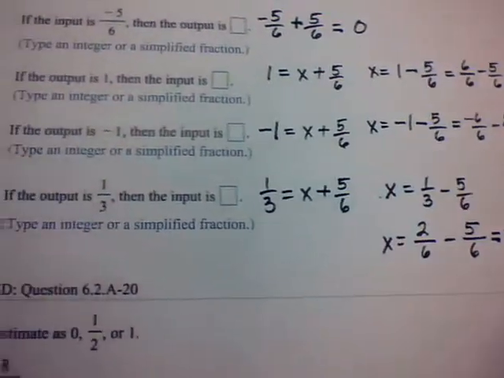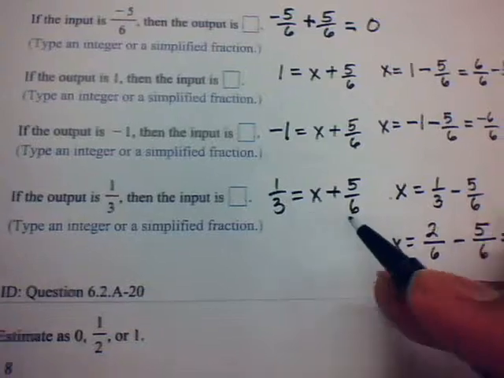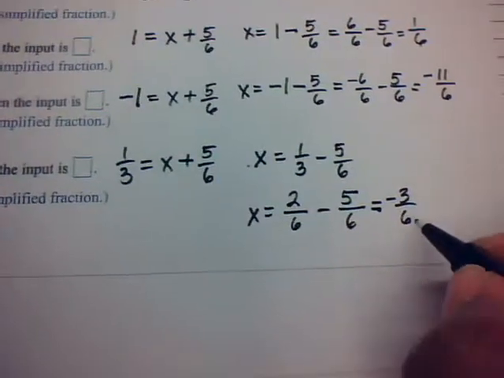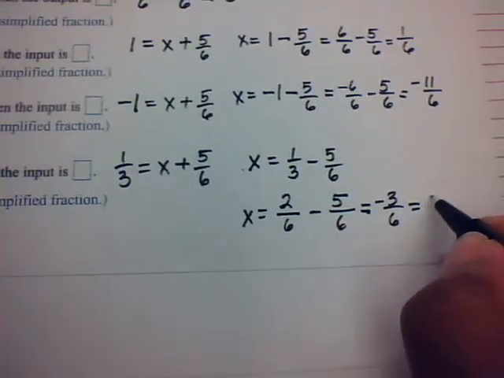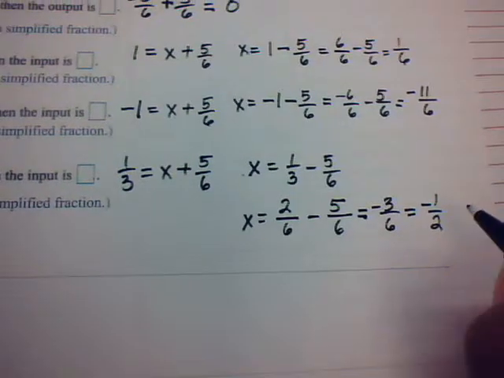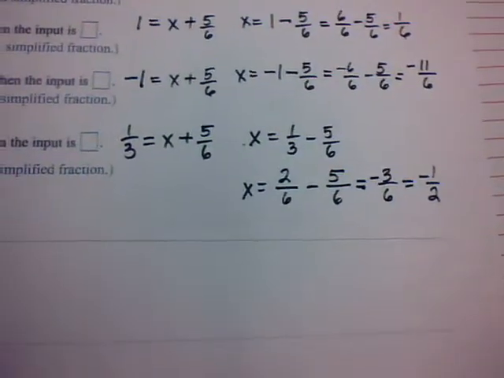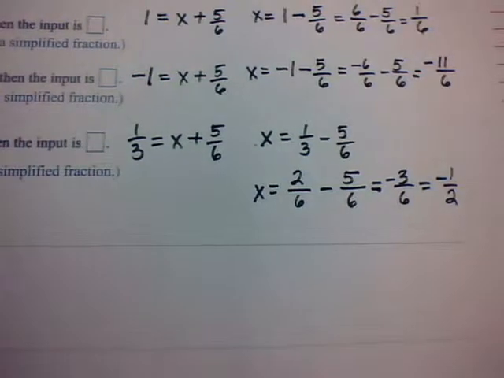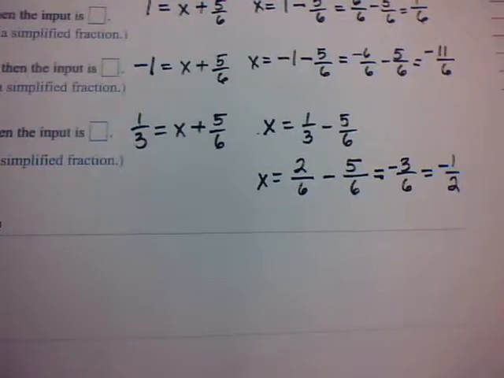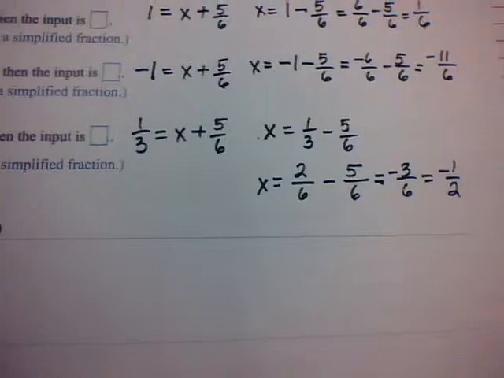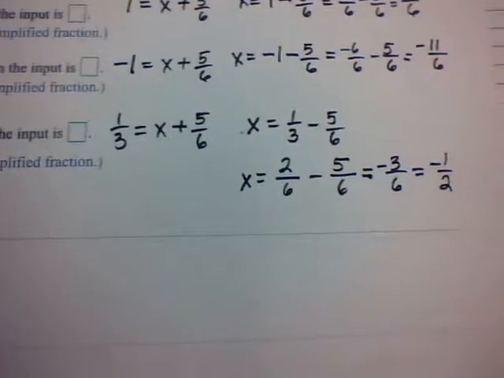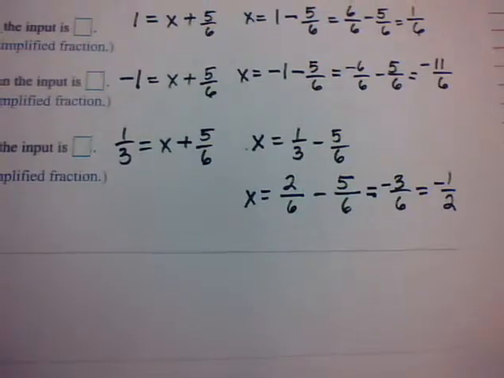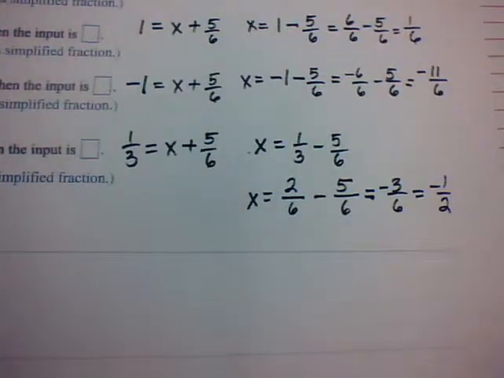Now they want you to type this as a simplified fraction. So negative 3 over 6 in simplest form is actually negative 1/2. Do be aware of that, because they want you to type in that answer as a simplified fraction, meaning the fraction needs to be written in simplest form. So negative 3 over 6 would be negative 1/2.